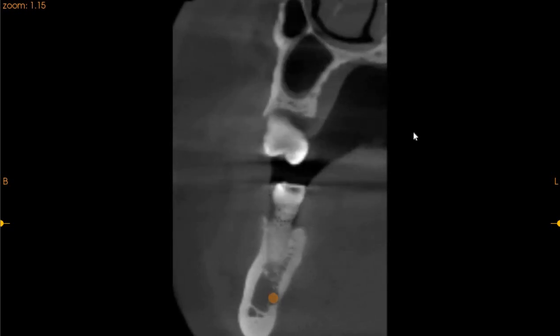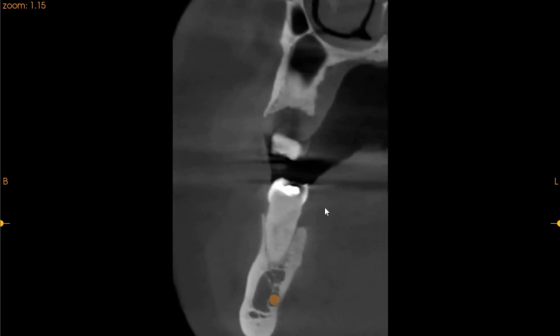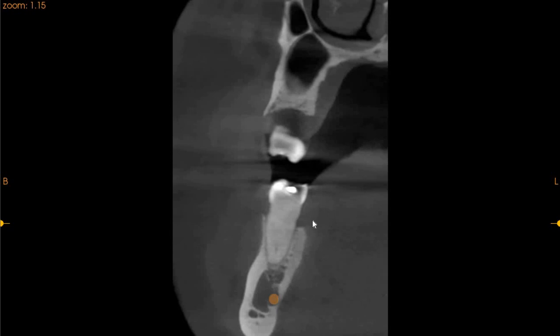Sorry, let me just re-angulate this a little. So we've got a distal canal which starts as one and then converts into two and then joins to form one at the apex. So we've got a 1-2-1 configuration in the distal canal.